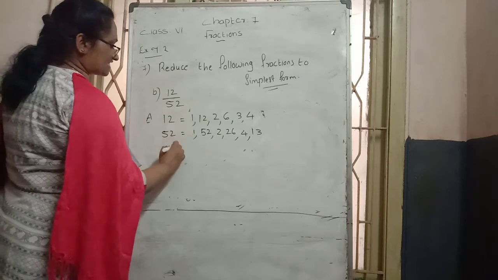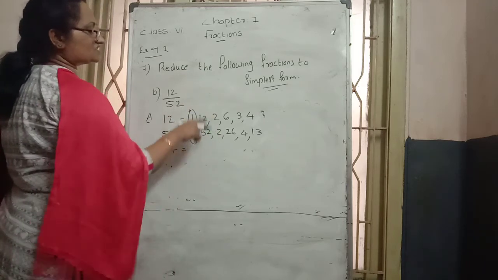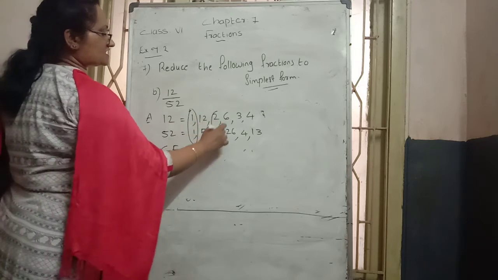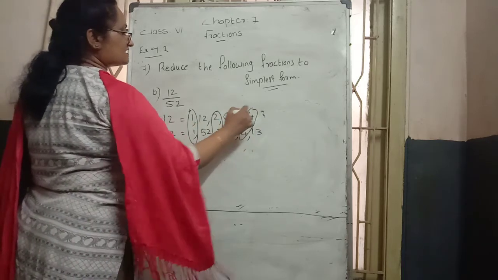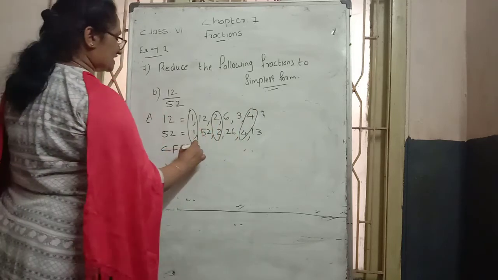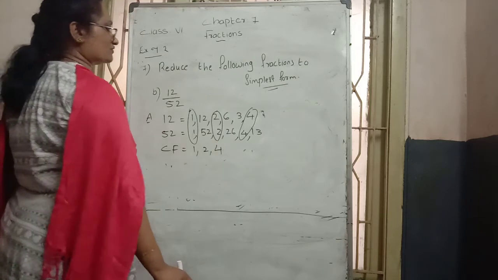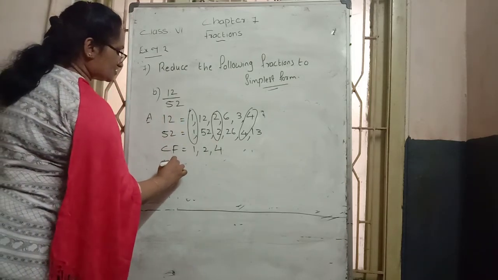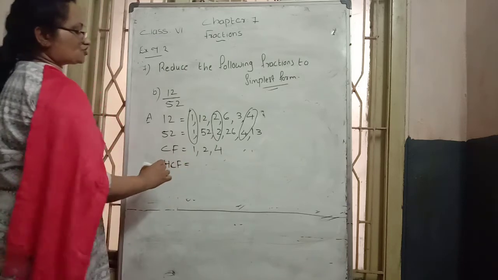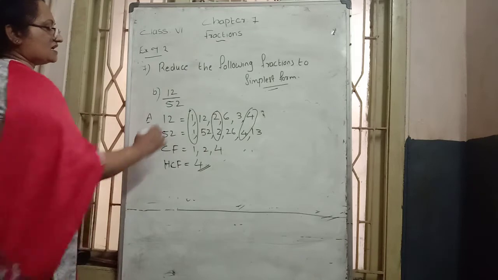Then the common factors: find which numbers are common in both. 1 is there in both, 2 is there in both, and 4 is also there in both. So 1, 2, 4 are the common factors of the given numbers. Then check which is the highest common factor, the HCF. 4 comes as the highest common factor.